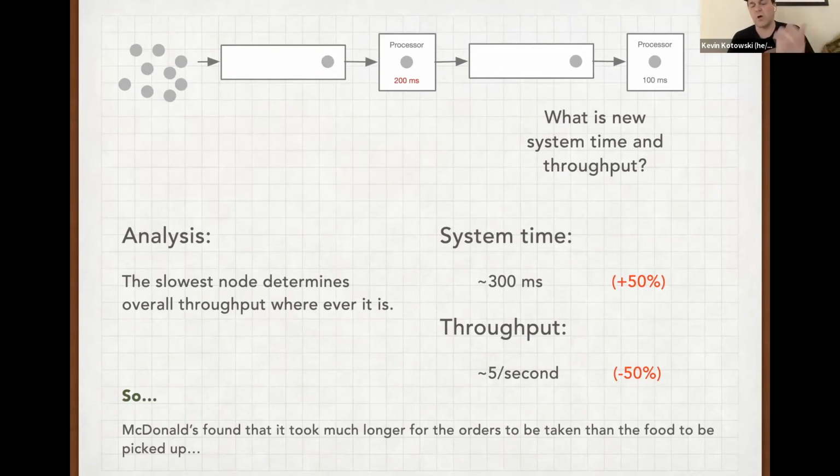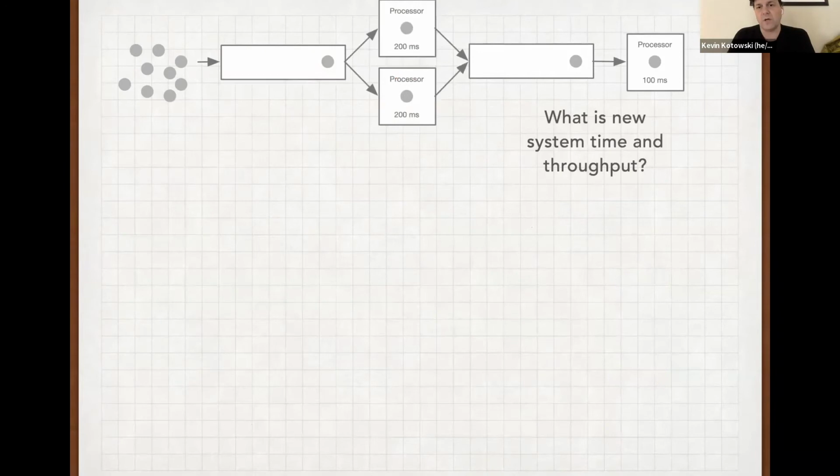McDonald's found that it took much longer for the orders to be taken than the food to be picked up. That's kind of what this is showing here. When you grab the food, you just reach out, grab it and go. But order taking, it's like, I don't know, what do you want, kids? All of the back and forth takes a lot longer to take the orders than not. And so what they did, and you see this in a lot of the more modern drive-throughs, is at the beginning of the line, they'll actually have 2 different lanes that you can turn into in order to place your order.